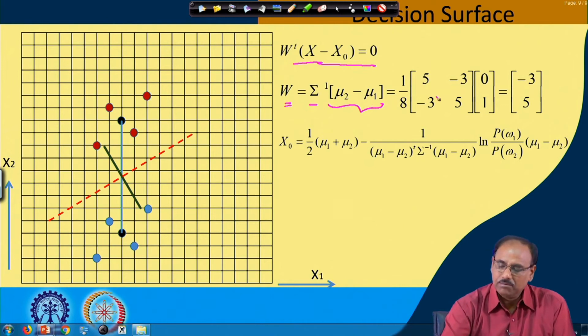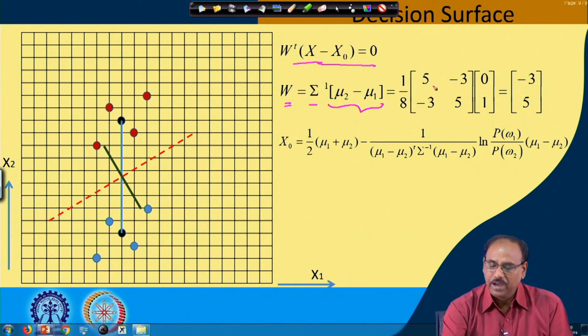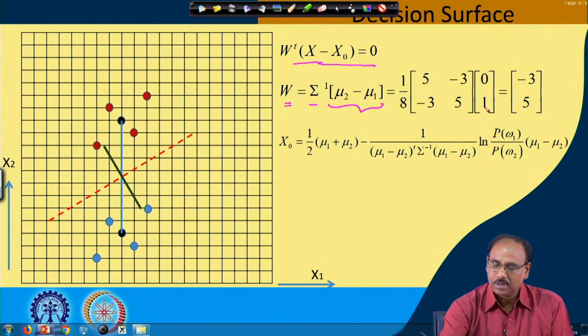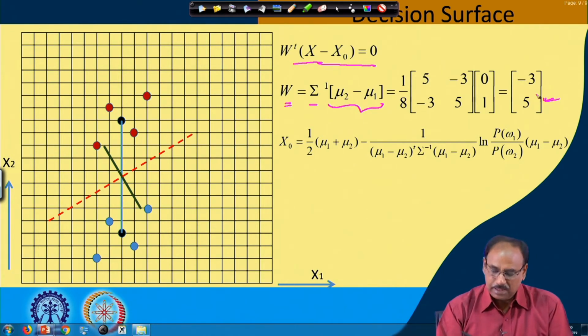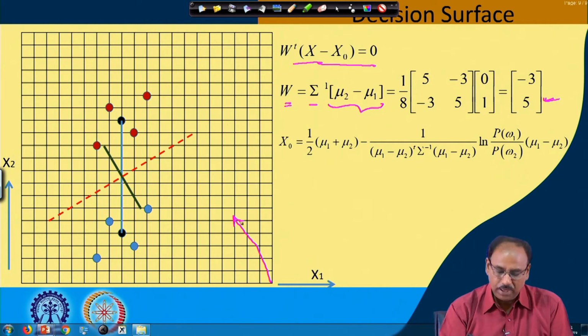And you remember the sigma inverse that you have computed was 1 by 8, 5 minus 3 minus 3, 5, and mu 2 minus mu 1 is nothing but 0, 1. So, I get W which is minus 3, 5. That simply says that W is in the direction of minus 3, 5. W will be in this particular direction. So, here you find that this dark green line represents the direction of W.